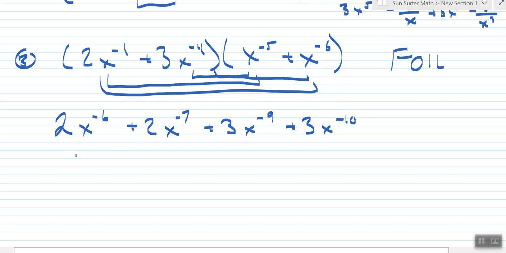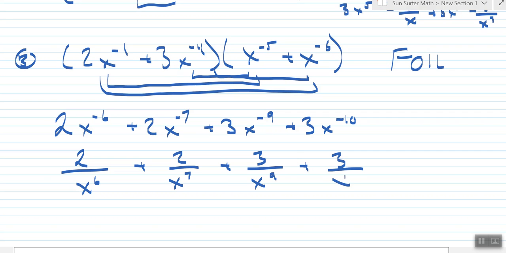And then, of course, I could write this as 2 over x to the 6th plus 2 over x to the 7th plus 3 over x to the 9th and 3 over x to the 10th.